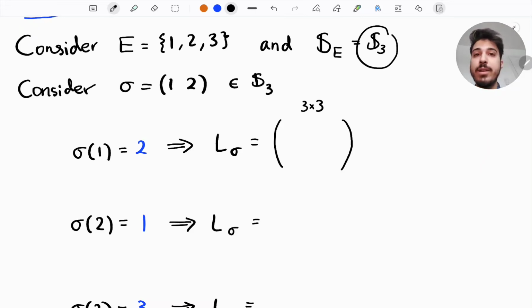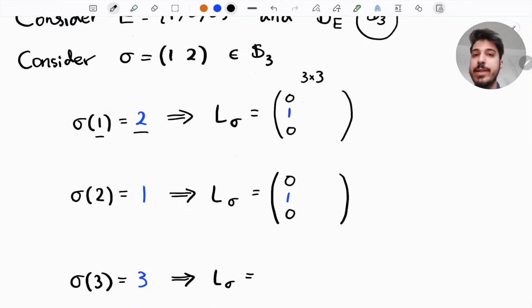And let us look at the first column. In the first column, we have that sigma of 1 is equal to 2. So we're going to write 1 in the second row and 0 everywhere else. Now we repeat the process for the second column. In the second column, notice that sigma sends 2 to 1. So we write a 1 in the first row and 0 everywhere else.